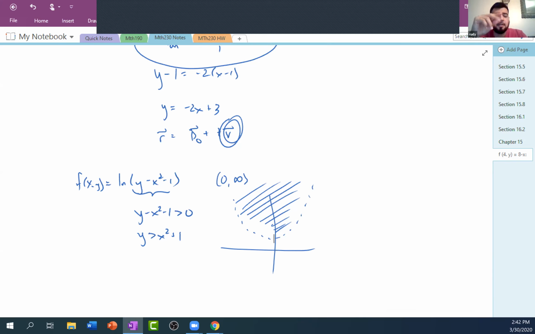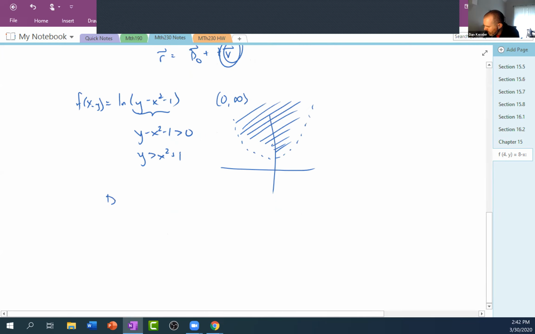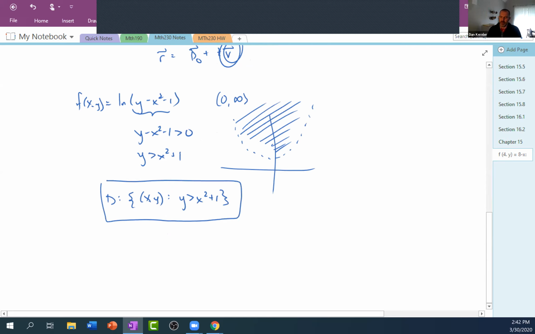Yeah, real quick. For this one, during the test, are you going to want the domain in a specific notation, or is it like domain equals? Yeah, we should write it as a set. So that's just a slight modification here. The domain would be the set of all ordered pairs such that, and then you just put the condition: y has to be greater than x squared plus 1. Okay. Yep, that's the notation we would want there. Good. Thank you for reminding me to do that.